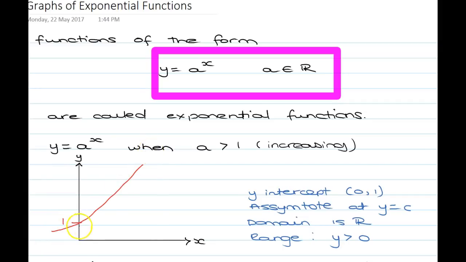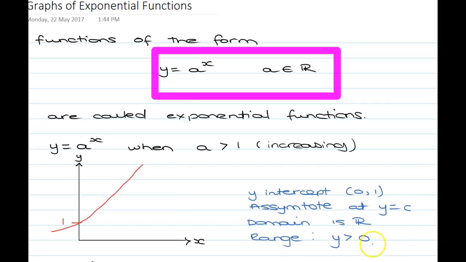And the main reason I've shown this crossover here is because the y-intercept is 1, and that's because if you think about when x is 0, anything to the power 0 is 1. There is also something called an asymptote at y equals c. Now I'll talk about what that is in a moment.